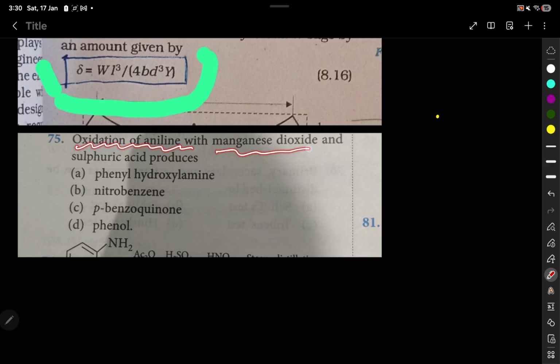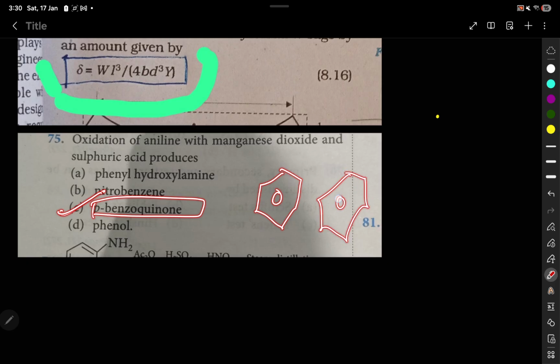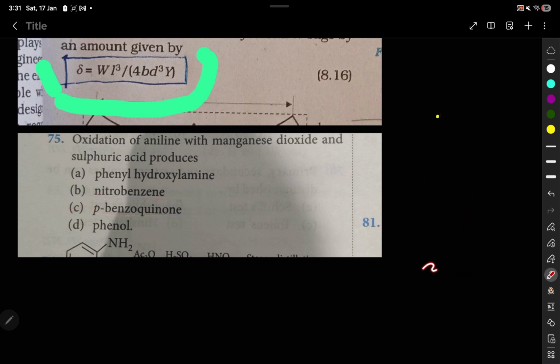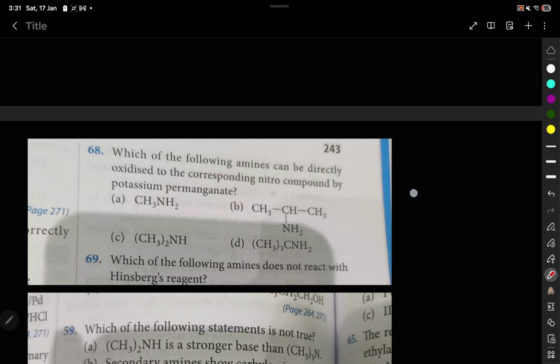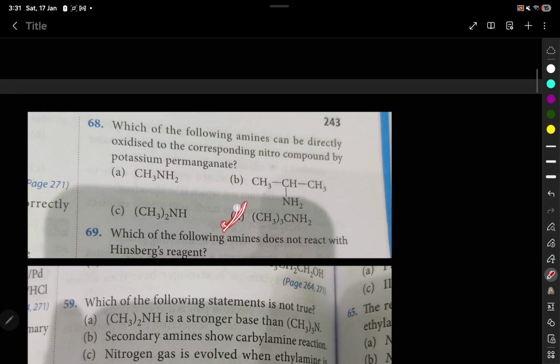Oxidation of aniline with manganese dioxide and sulfuric acid produces parabenzoquinone, because manganese dioxide is a strong oxidizing agent. So yeah, sorry, I keep drawing it wrong, but benzoquinone is something like this actually. One second. Yeah, parabenzoquinone is that itself. Then you have: which of the following amines can be oxidized to the corresponding nitro compound with potassium permanganate. I don't know if it's fact based, Purav has sent it, and it's option number D.